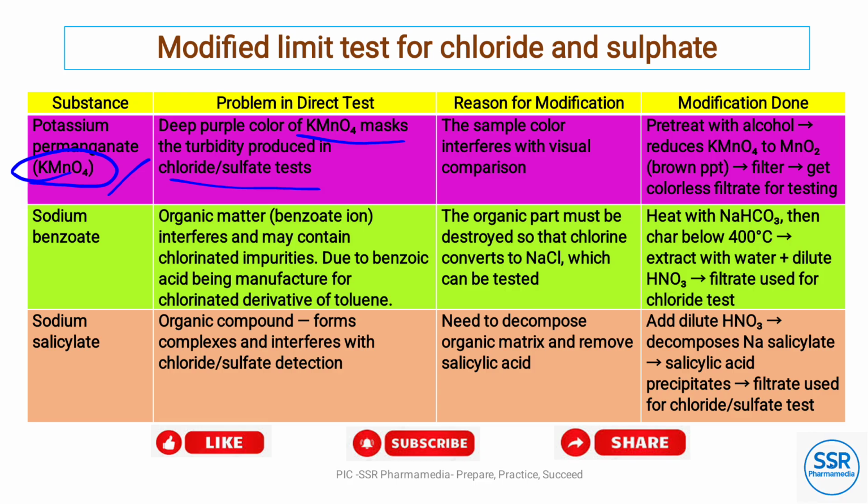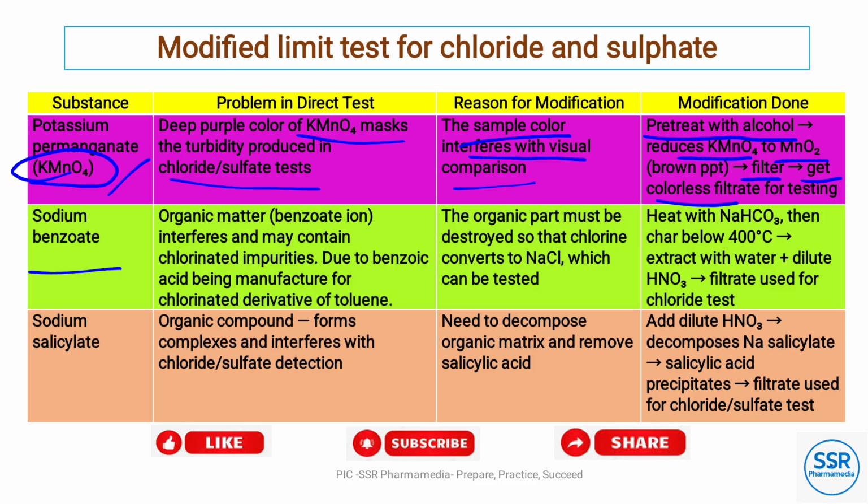The reason for modification is that the sample color interferes with the visual comparison. The modification is a pre-treatment with alcohol. When we do pre-treatment with alcohol, potassium permanganate is reduced to manganese dioxide. It is a brown precipitate, and after forming the brown precipitate, we filter and remove the precipitate and take the colorless filtrate for testing. So this is the modified limit test for chloride and sulfate, by altering the procedure.